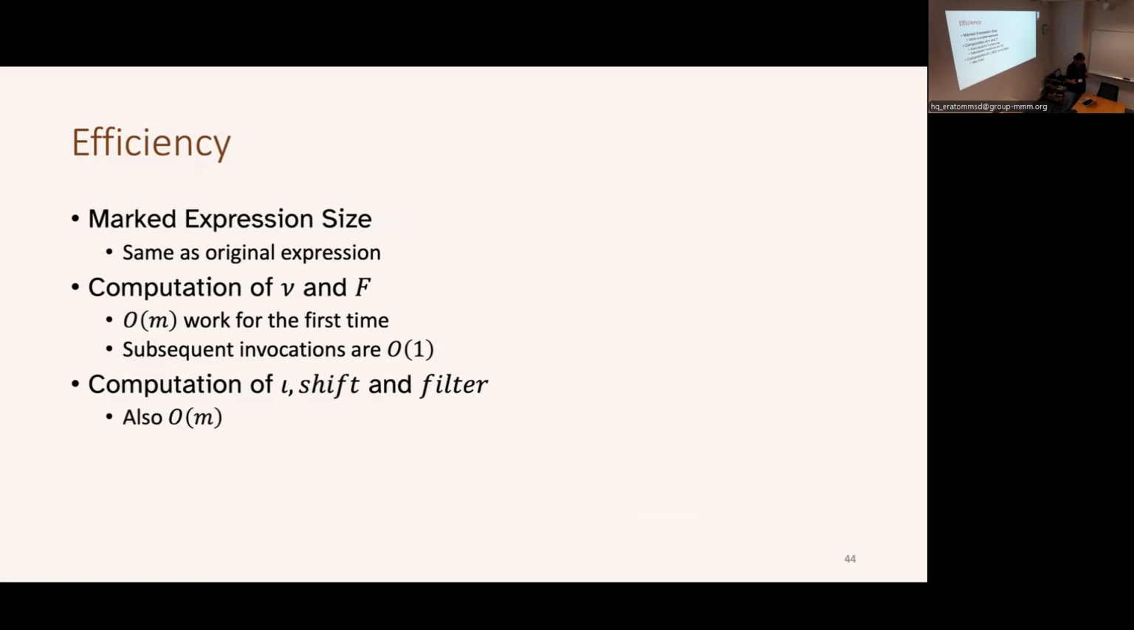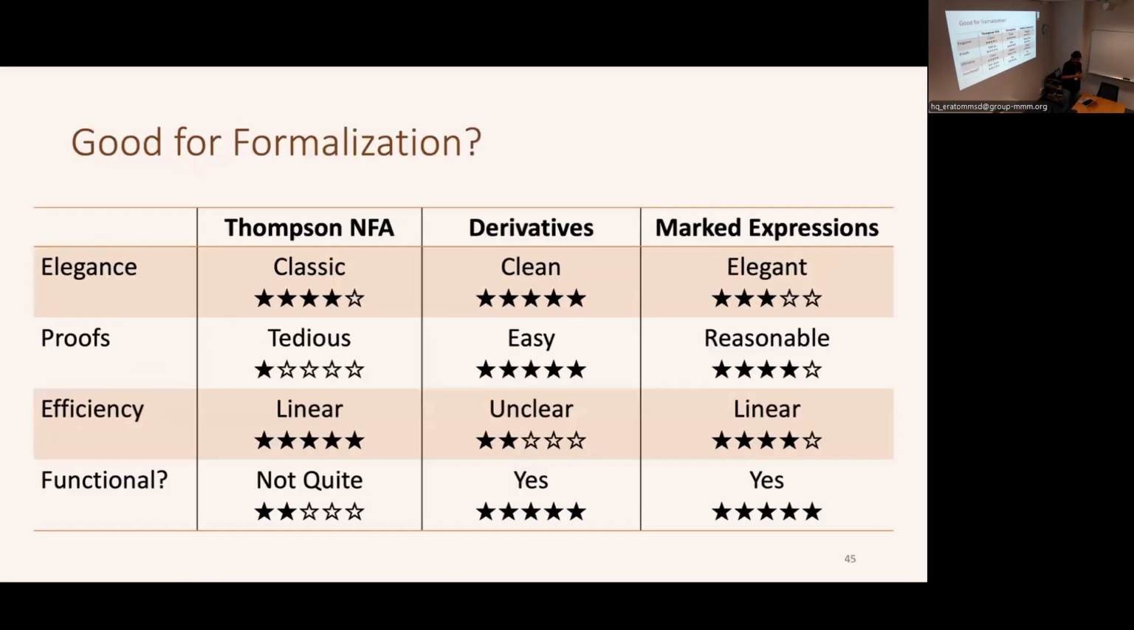And the computation of initialization, shift, and filter can also be done in linear time now with this trick. This means that just like the Thompson NFAs, we actually do a linear amount of work per input character. So now we can wrap up this section as well. Here, I think we have a relatively more elegant mathematical object, and efficiency is still pretty good. And we also have a functional algorithm, and proofs are much more reasonable now.